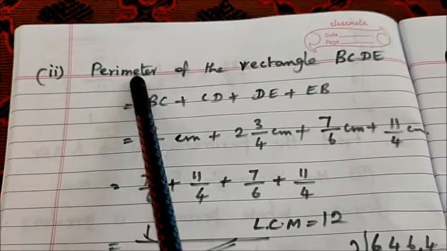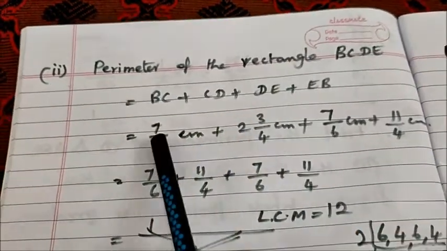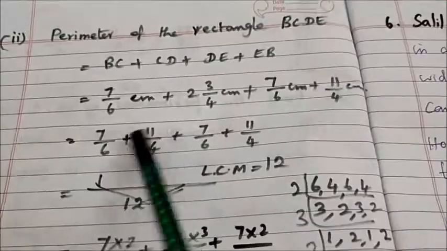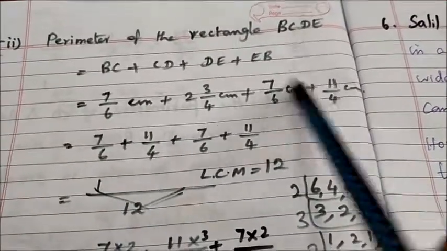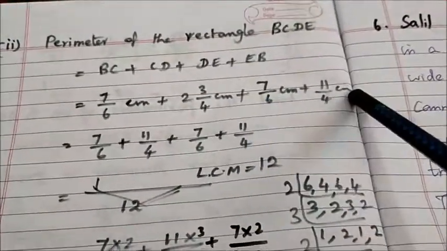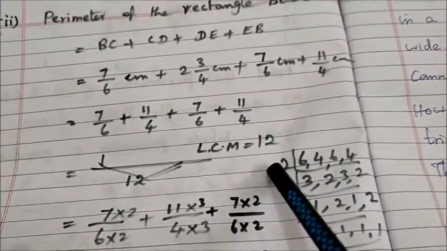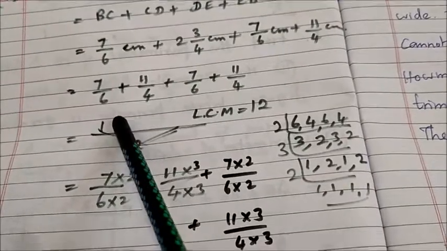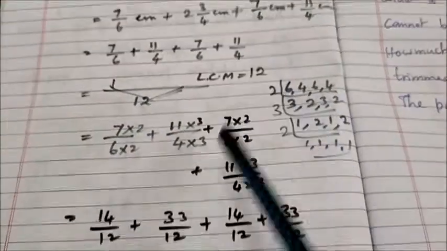Now the second division is the perimeter of a rectangle. Perimeter of a rectangle means we have to add all four sides. Now I add all four sides. So the four side values are these, and the LCM is 12. We have to take the LCM here, 12, so we change the denominator to 12.